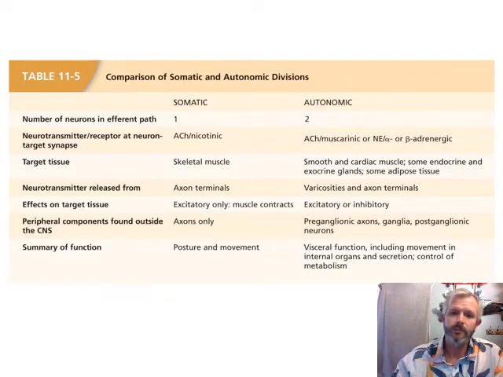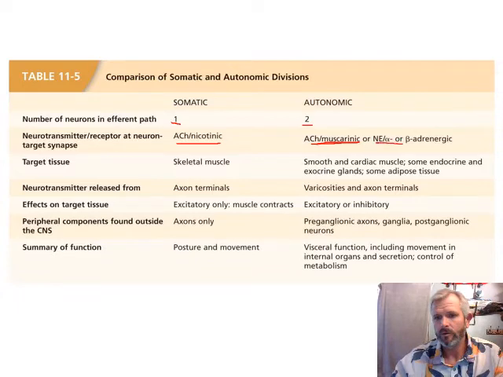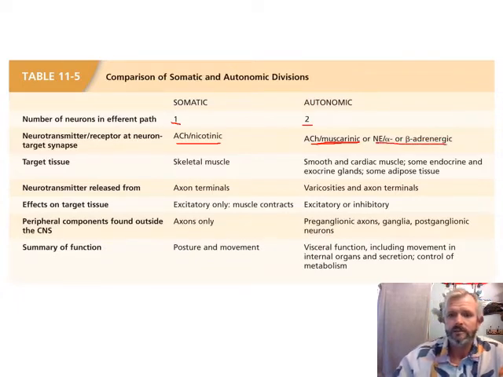Okay. Looking at comparisons between the autonomic and somatic systems, we've seen we got one versus two neurons in the pathways. At the target tissue, we got acetylcholine with nicotinic for the somatic, and for the autonomic, depending on which system, this parasympathetic, or for the sympathetic. The target tissues are solely skeletal muscle for somatic, and for autonomic, smooth muscle, cardiac, and so forth.